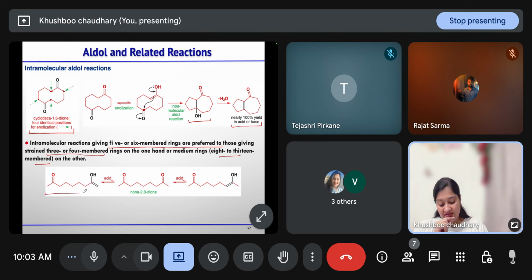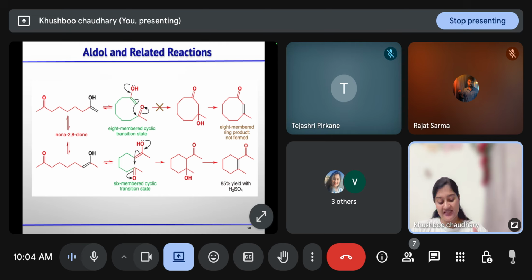For example, we have this nona-2,8-dione, and in the presence of acid, two enols can be formed. This is the more stable enol, and this is the less stable enol, because the alkene is less substituted. If this enol reacts with the carbonyl compound, it will form an 8 membered ring. And if the internal alkene reacts, it will form a 6 membered ring. Wherever you get a 6 membered ring product, that is the major product. Clear?